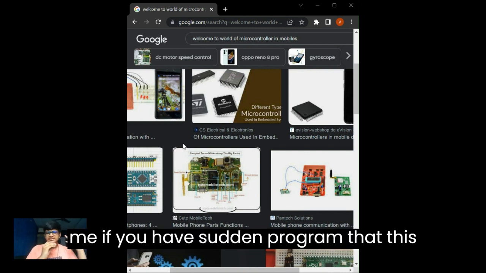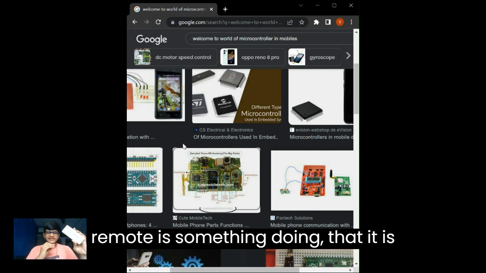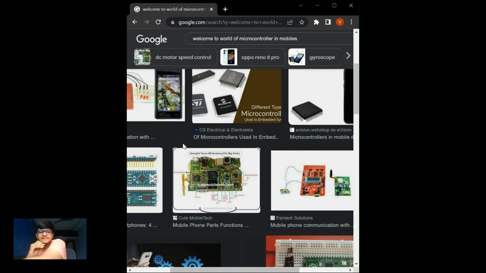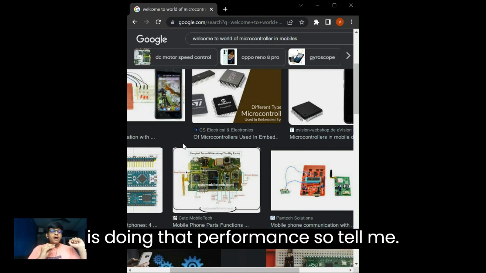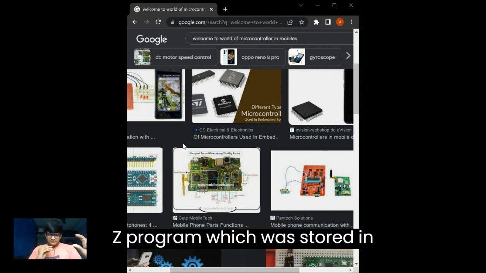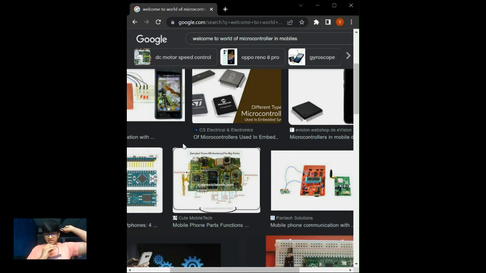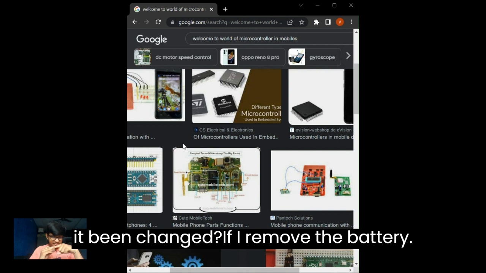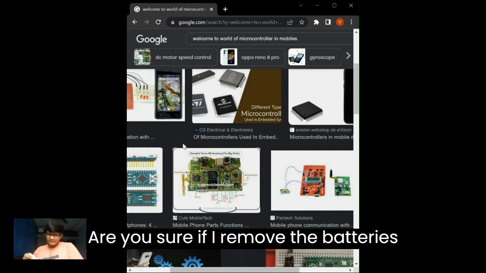Tell me, if you have a certain program in this remote that is increasing the temperature, decreasing the temperature, purifying your air or anything else, it is doing that performance. So tell me, the program which was stored in this remote since its manufacturing, has it been changed?